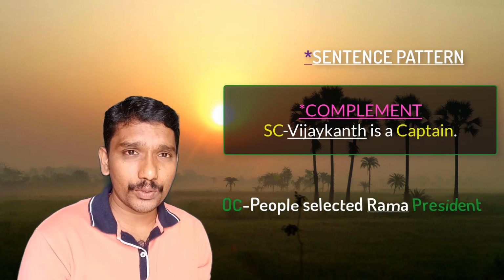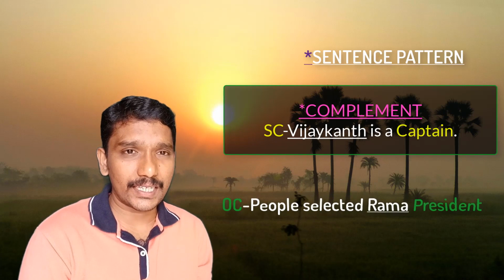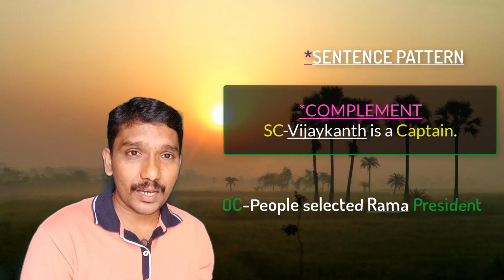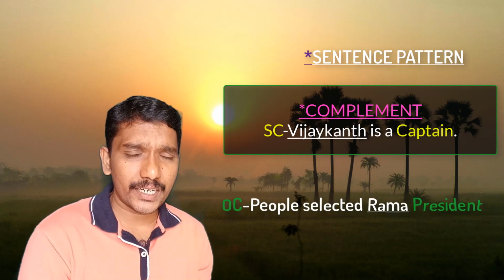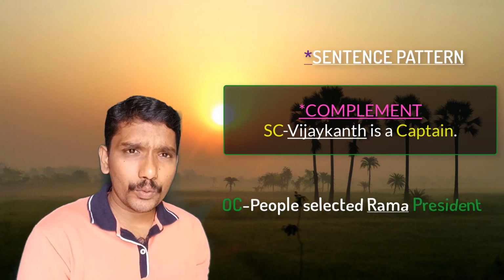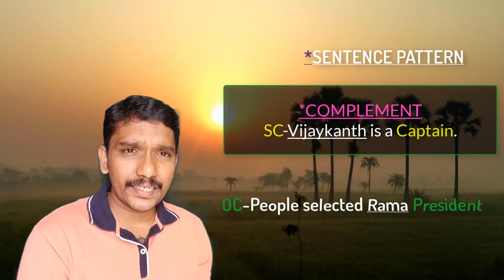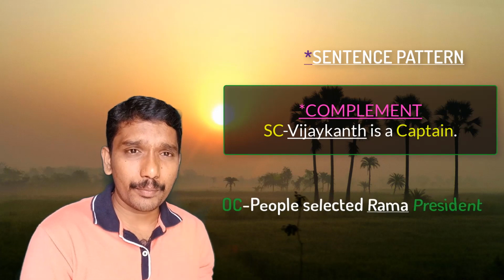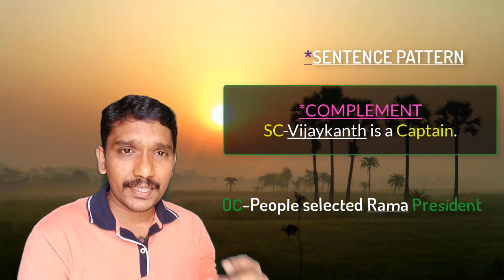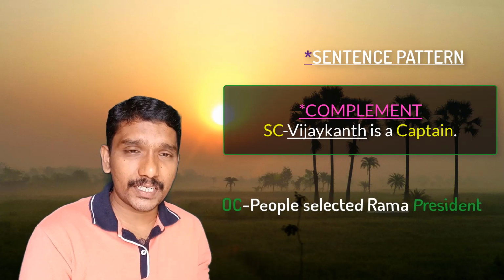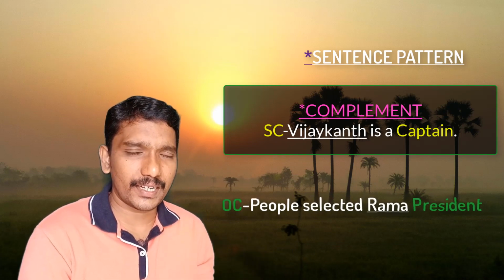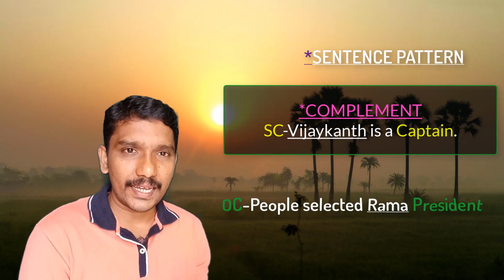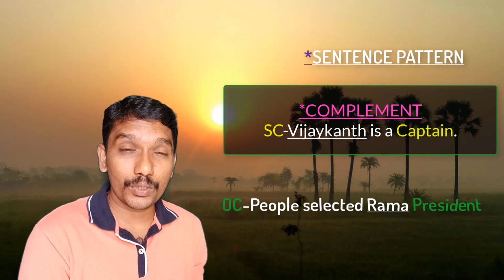So here we have to analyze the sentence. Rama is object and also president shows additional information about Rama. President gives extra information about Rama. If you remove the president here, people selected Rama to what? So the sentence meaning is not completed. If you join the president, that people selected Rama president. People வந்து ராமாவை பிரசிடென்ட்டா செலக்ட் பண்ணியிருக்கிறாங்க அப்படின்ற சென்ஸ் கம்ப்ளீட் ஆகுது. So it is a complement first, then it shows additional information about Rama.